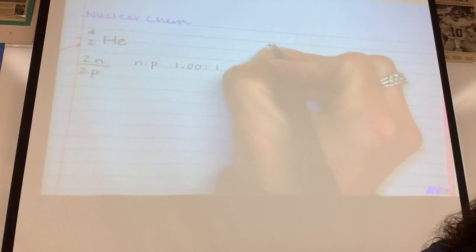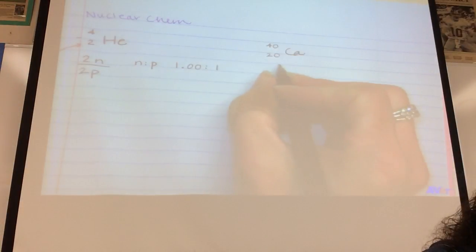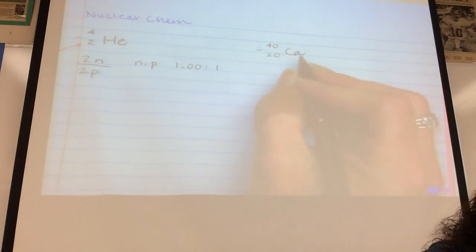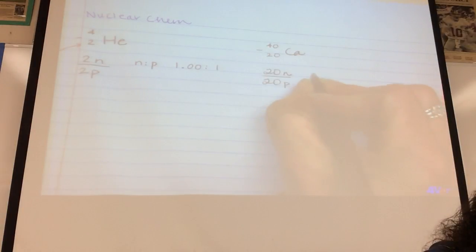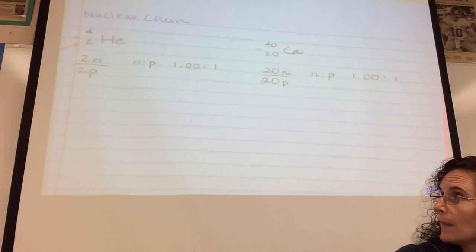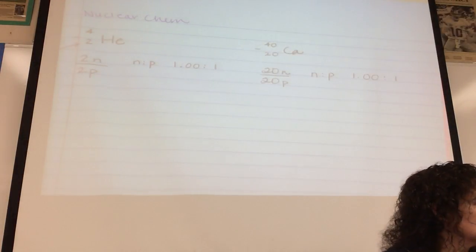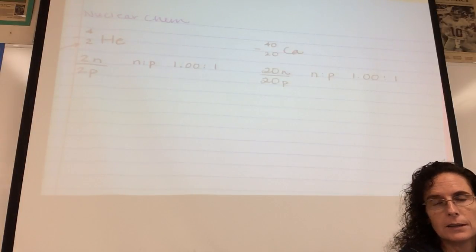Similarly, if you had calcium, you've got 40 minus 20 is 20 neutrons, 20 protons. Neutron to proton ratio here is also 1 to 1. And that's what you find with elements that have atomic numbers less than or equal to 20. You could look at carbon, nitrogen, etc.